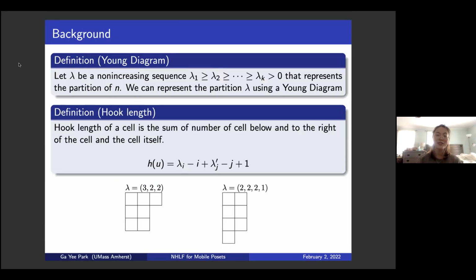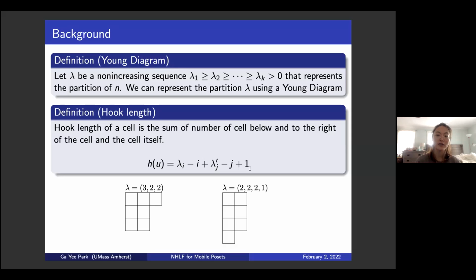All right. So first things first, we have a Young diagram, which is given a partition. We can represent it as a Young diagram. And here I have two examples of a partition of 7, into 3, 2, 2 and 2, 2, 1, drawn in Young diagram of English form, which I will be using consistently throughout this presentation.